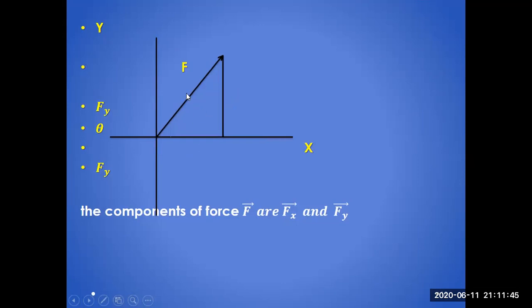So what we have done is we have resolved, we have split this force into its components. One is called the vertical component, along the direction of y. The other one is called the horizontal component, in the direction of x. So these are two components: one in the direction of y, vertical; the other in the direction of x, horizontal component of the force.